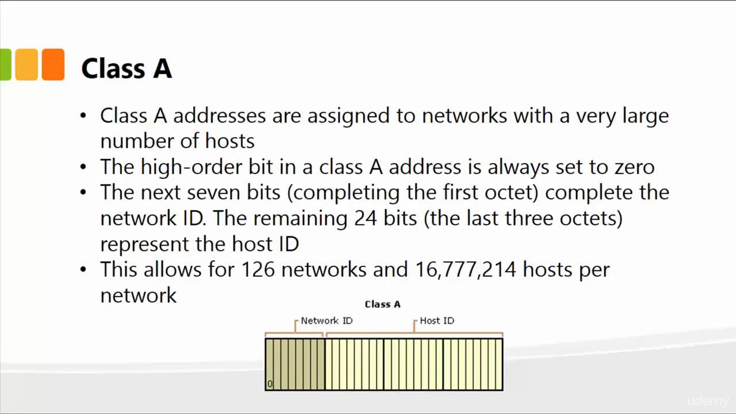So let's elaborate upon the Class A addresses, which are typically assigned to networks with a large number of hosts. So that's the key word, large number of computers. The high order bit in a Class A address is always set to 0. The next 7 bits completing the first octet complete the network ID. And the remaining 24 bits, which are the last 3 octets, represent the host ID. So essentially, this would allow for about 126 networks and about 16,777,214 hosts per network. So you'll notice that the first part is your network ID, and then of course your host ID as part of the Class A network.